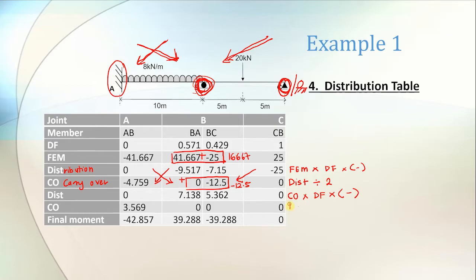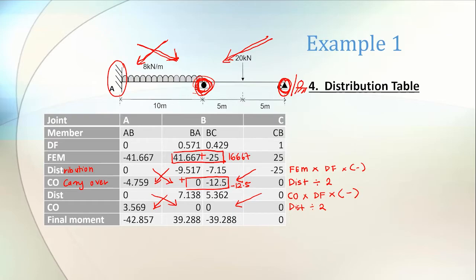We can carry over, since belum kosong lagi, kita kena buat lagi. Carry over, distribution divide by 2. Okay, tengok atas dia. So distribution, kita boleh carry here. So kosong become kosong. 7.138 you boleh carry over, just divide with 2. 5.362 you cannot carry over, so here jadi kosong. And for 0 you can carry over and become 0. Okay, so masih belum kosong.